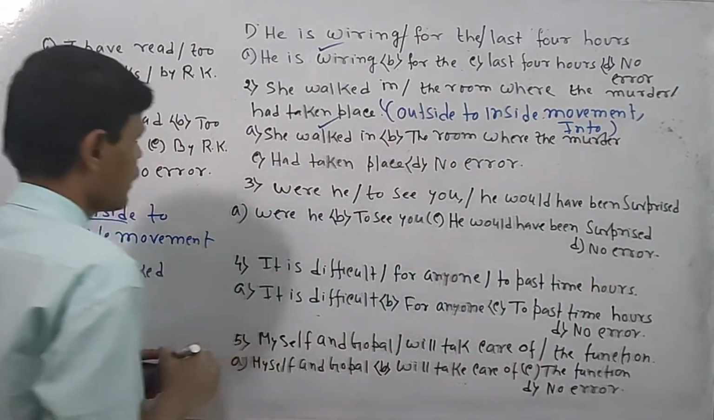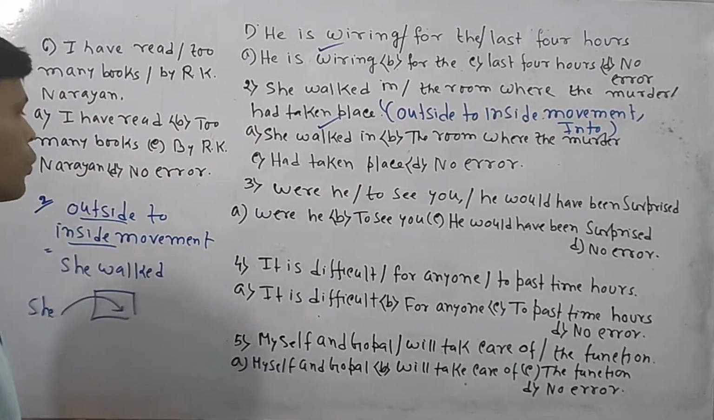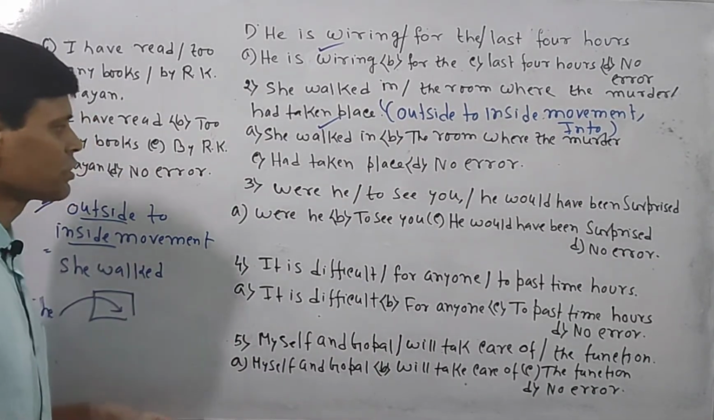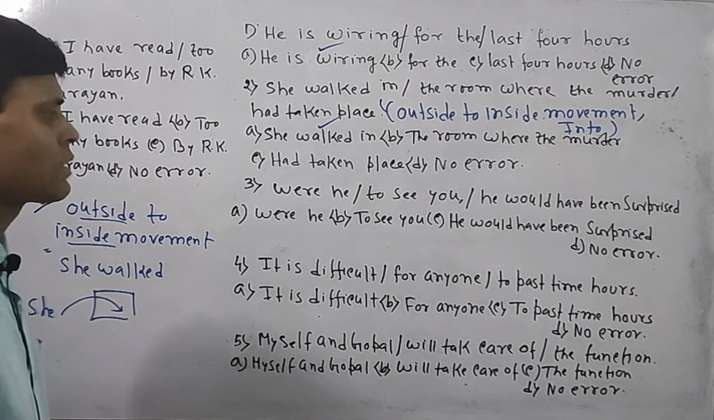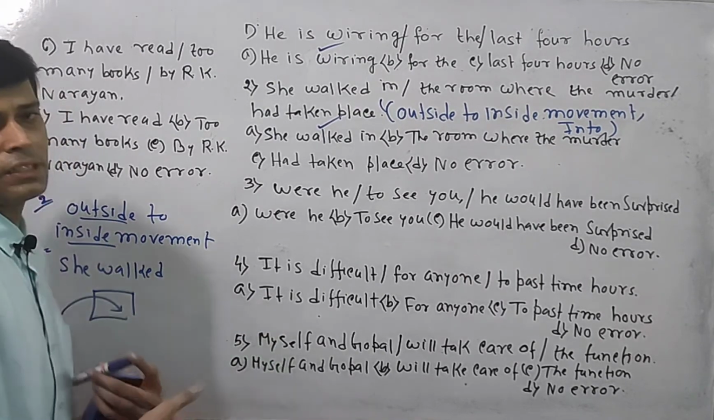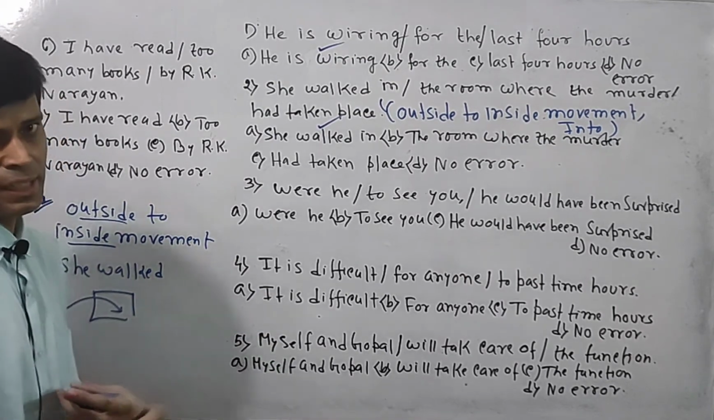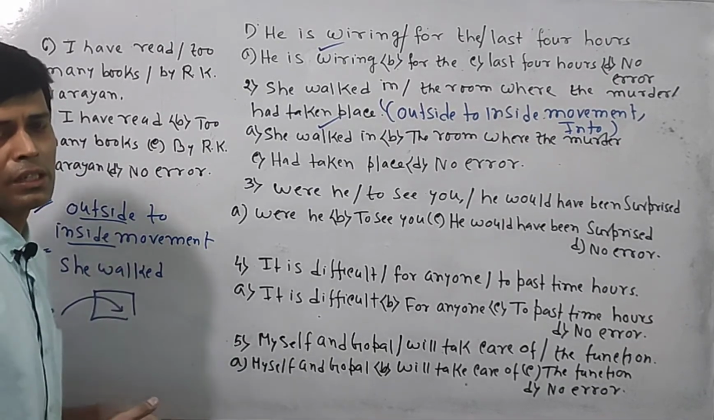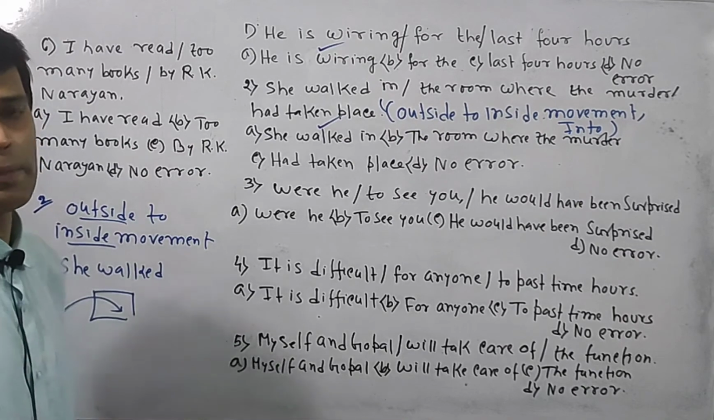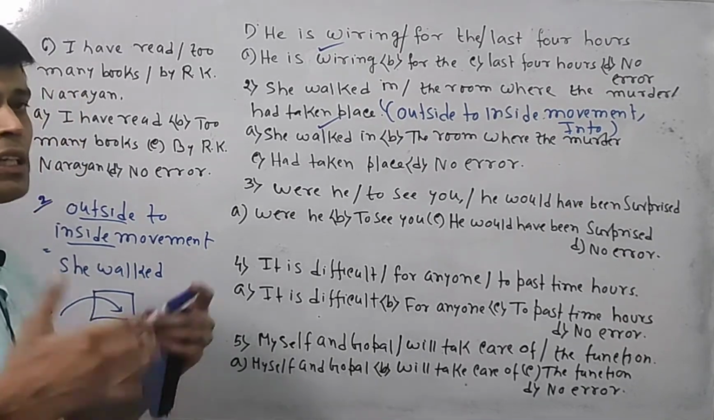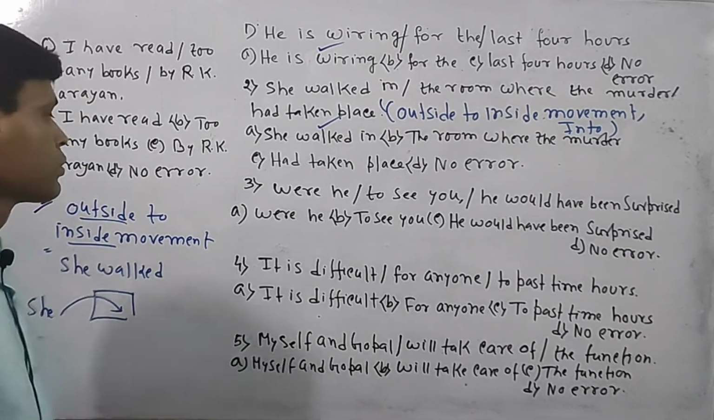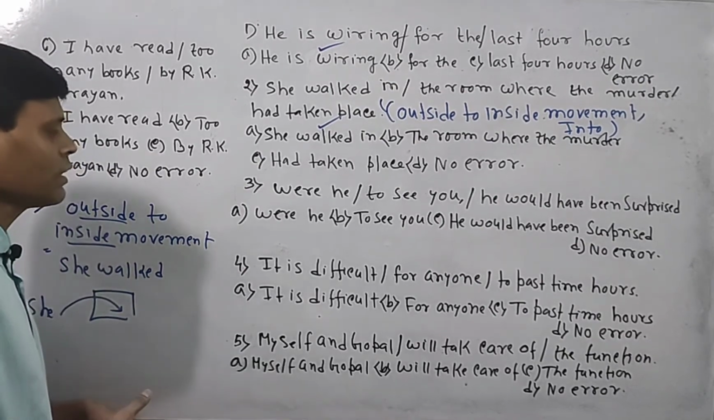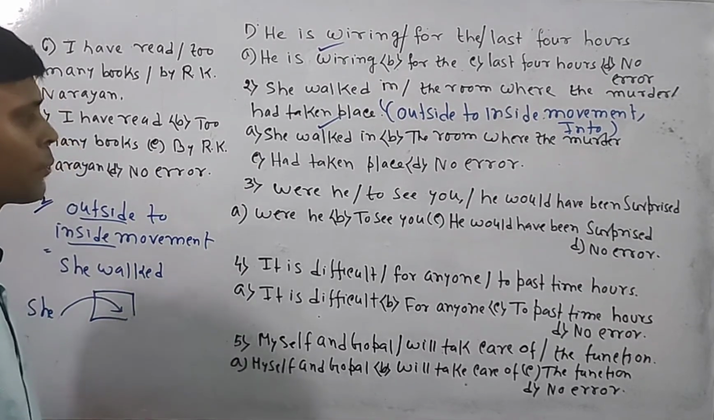Okay. Now if I look over the next question, were he to see you, he would have been surprised. Now this is called a fictitious sentence. That means we are imagining something that never happened at all. So we are going to imagine like that. So were he to see you, he would have been surprised.